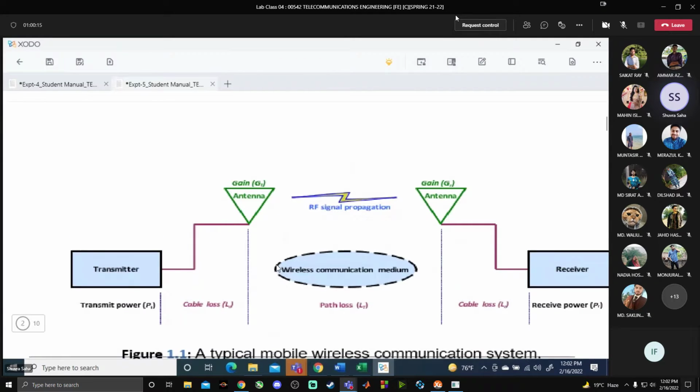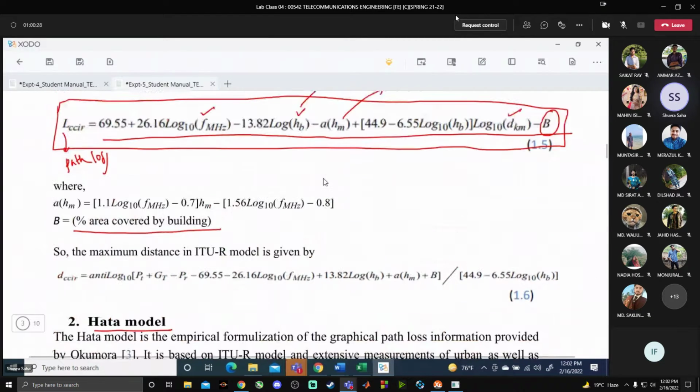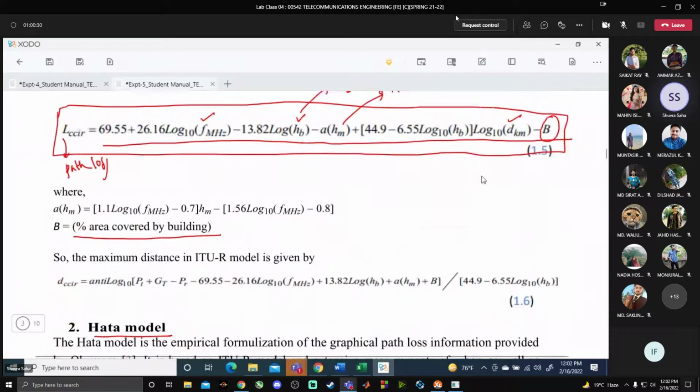So it is logical that between transmitter and receiver, how much area is covered by buildings matters. The more it is, the more loss there will be, right? So the effect can be understood from here. This factor is included in this equation, the percentage of buildings in that area.